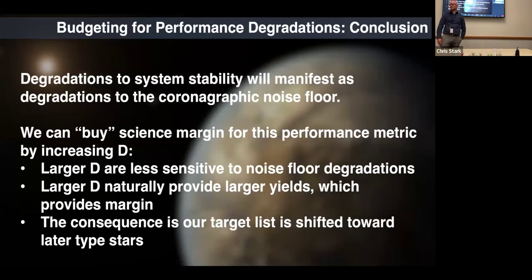So degradation to the system stability will manifest as degradation to the coronagraphic noise floor. We can buy margin to compensate for this. The consequence of that degradation is going to be that our target list shifts to later type stars. So maybe we're not observing a lot of G stars anymore, it's predominantly K stars. So we need to talk with START to make sure that they're sort of on board with this idea, but it is, you know, sort of a natural fallback position to think about.